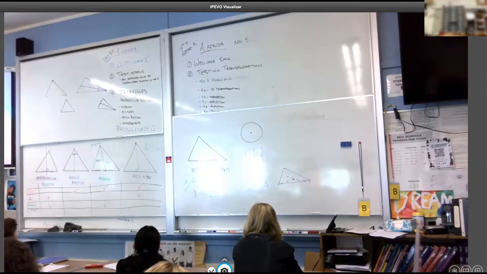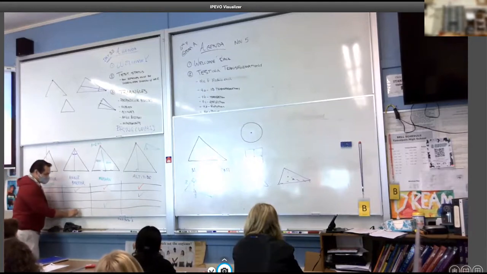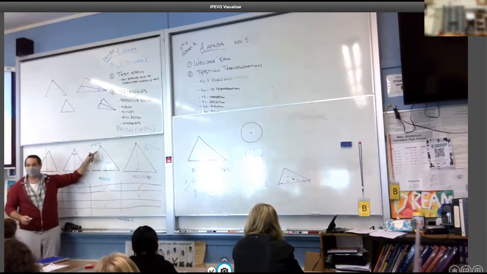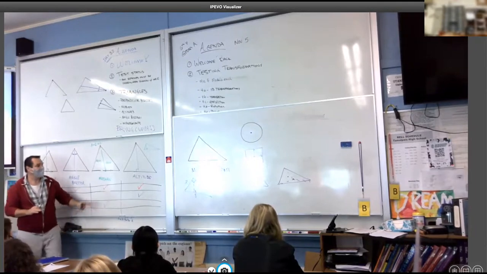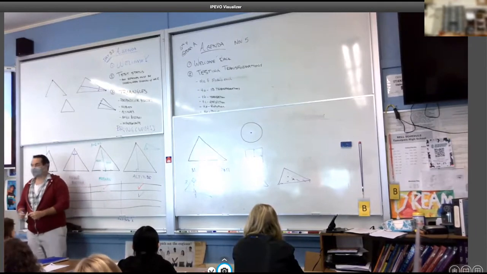Last one, does it bisect the vertex angle? Does the perpendicular bisector bisect the vertex angle? No, it doesn't go through the vertex, does it? Does the angle bisector bisect the angle? Yes, sure. Does the median bisect the angle? No, it doesn't. It can, but it doesn't have to. What about the altitude? No. Again, it doesn't have to.